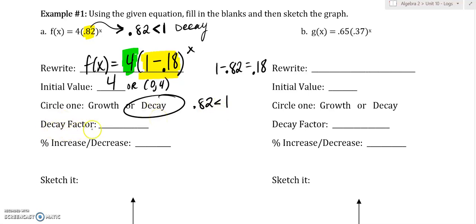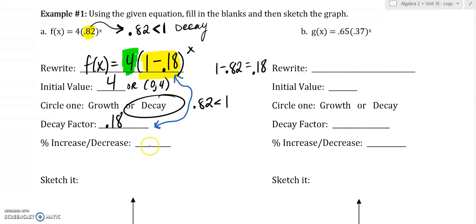So then it says, well, what is the decay factor? The decay factor, I'm going to do my blue arrow again, is whatever you used in your rewrite. So that decay factor is 0.18.